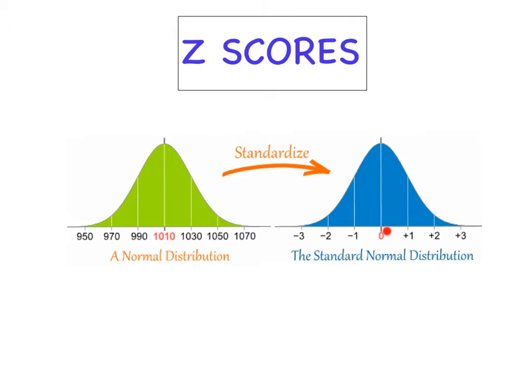And so here we go. A z-score of 0 corresponds to the mean. A z-score of +1 is one standard deviation above the mean, etc., etc.